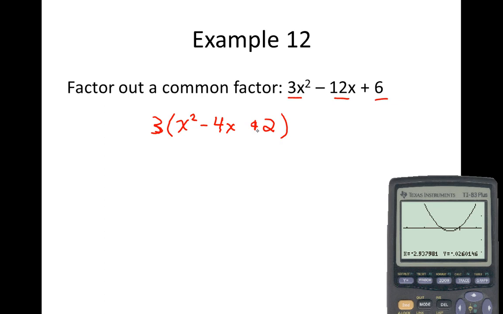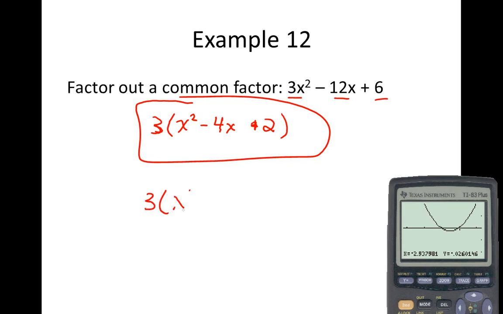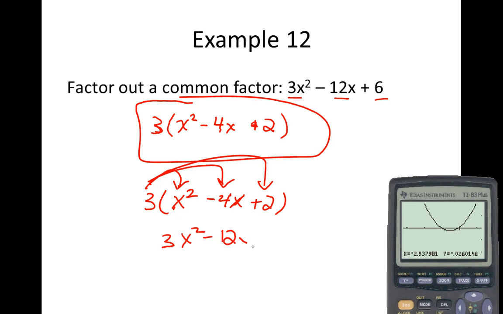We can check these, right? So there's my answer. I can check this, I can distribute that 3 through. Let me rewrite this so I don't mess up my nice answer. I can multiply the 3, then to the negative 4, then to the 2. What do I get? 3x squared minus 12x plus 6, which is what I have up there. So I'm pretty confident I'm right.